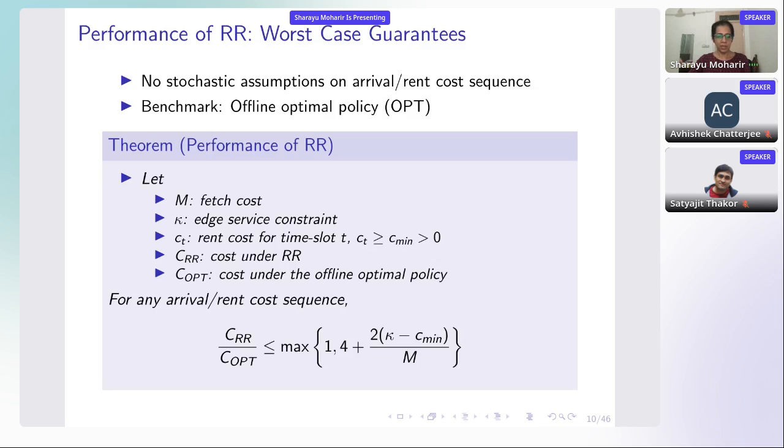Okay, to summarize, there exists an upper bound on the ratio of the cost incurred by RR and the cost incurred by the offline optimal policy. This upper bound decreases as M increases and increases as kappa increases. The proof of this result leverages the fact that RR mimics the offline optimal policy with a delay and uses this to bound the cost incurred by RR and then comes up with a bound on the ratio. I'll go over the proof details in the next few slides.